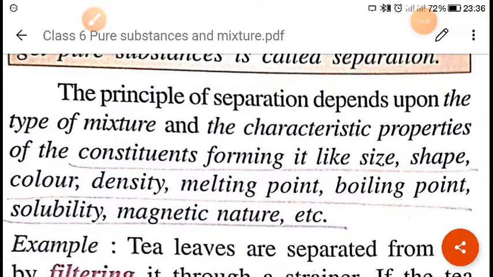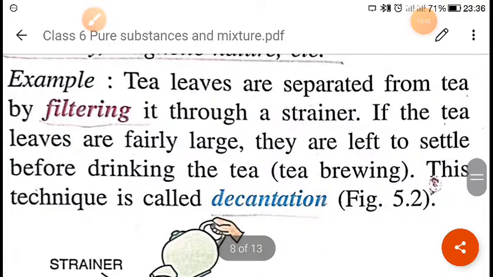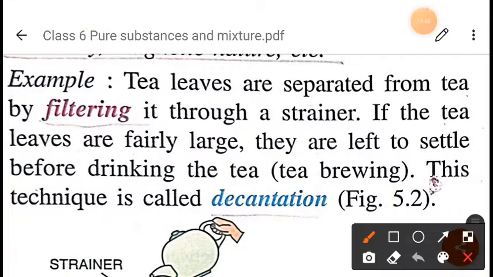So the first example is the example of filtering. As you can see, tea leaves are separated from the tea by filtering it through a strainer, right? If the tea leaves are fairly large, they are left to settle before drinking the tea, right? So this technique is called what? Decantation.